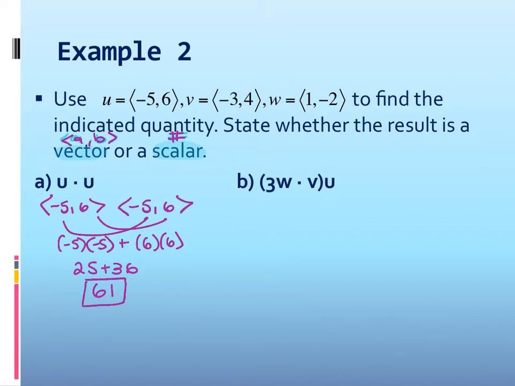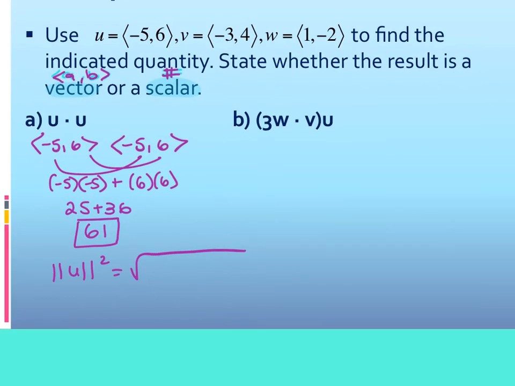Or I can do the square of its magnitude. So I could do the square root of a squared plus b squared, and then square it, and I get that 61. So either way, you get the same answer, which is 61. And because it's just a single number, this is a scalar.